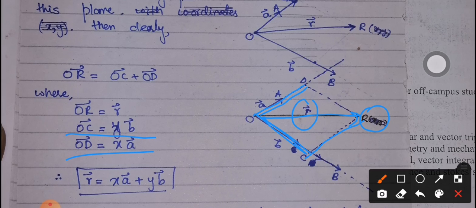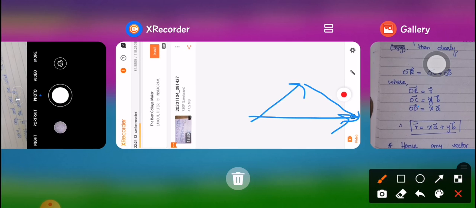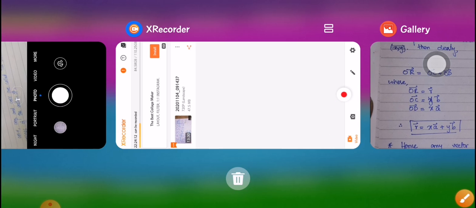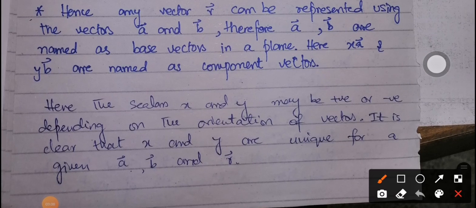So by the figure, OD plus OC is equal to the vector r. So xa plus yb is equal to the vector r. Obviously, the scalars x and y may be positive or negative depending on the orientation of the vector, and x and y are always unique for given vectors a, b and r.